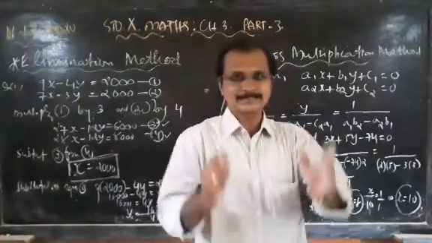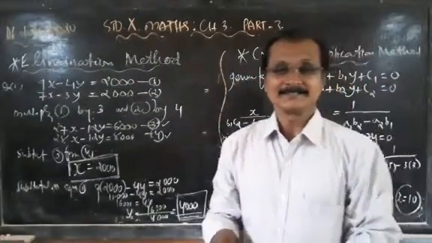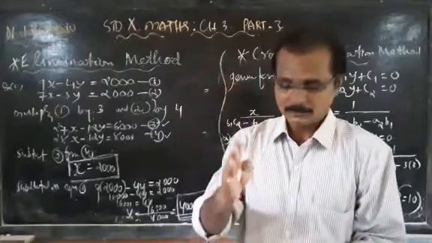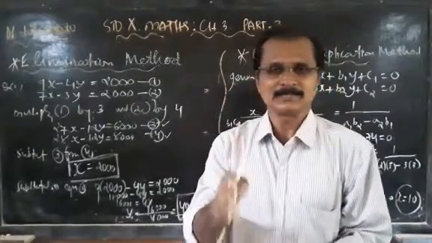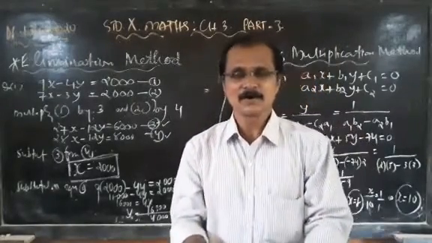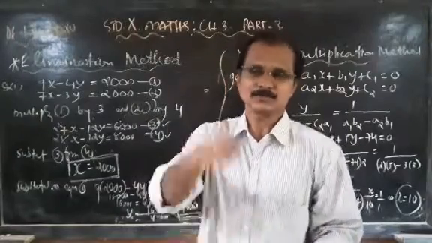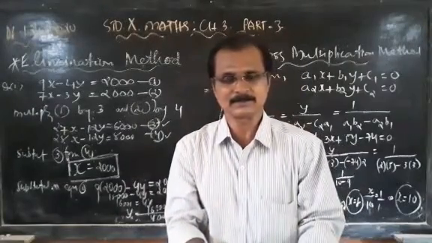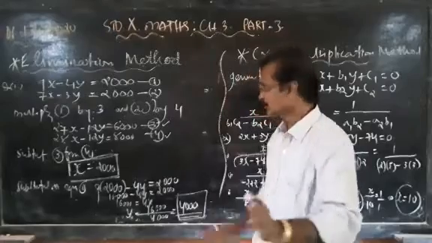Okay. So this is the method to eliminate. First you have to eliminate either the value of x or the value of y. Then you substitute that particular value. Okay. So this is the method.